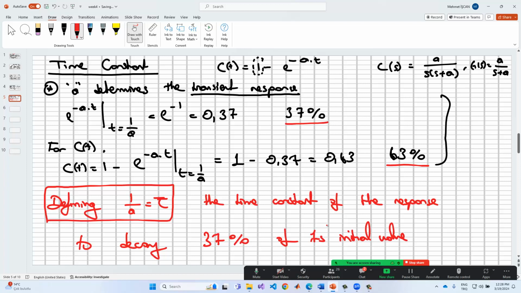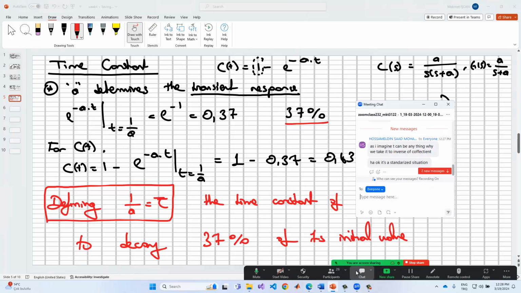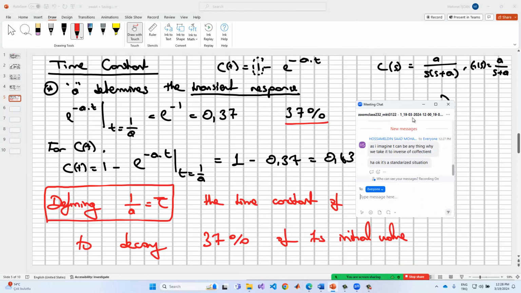We can measure the response of this system based on this information. Yes, standard situation, Hüsamettin. This is the standard definition. We can select 50% or 20%, but if we choose this definition, the computation or analysis of this system can easily be done.